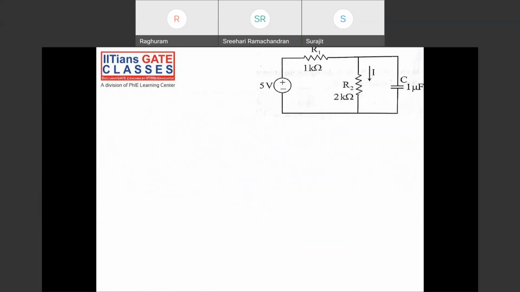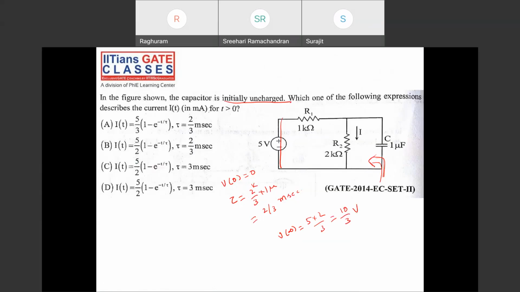5 into 2 by 3, 10 by 3 volts. So V of t is V of infinity, 10 by 3, plus 0 minus 10 by 3, e power minus t by tau. So 10 by 3 into 1 minus e power minus t by tau. So this is V of t.